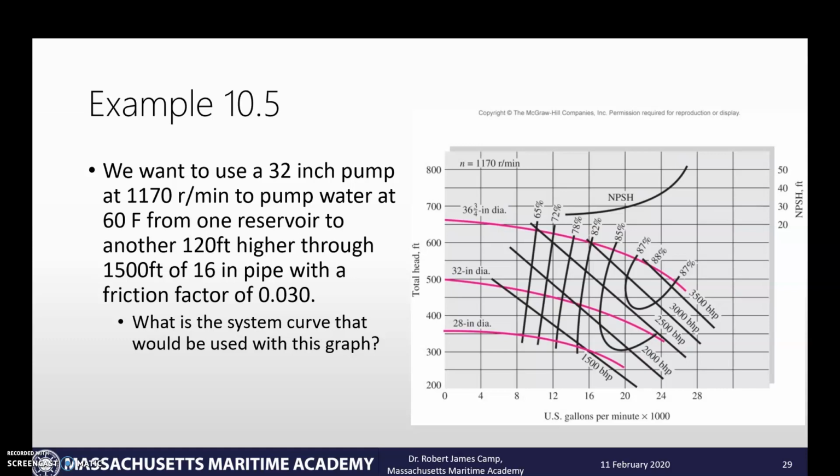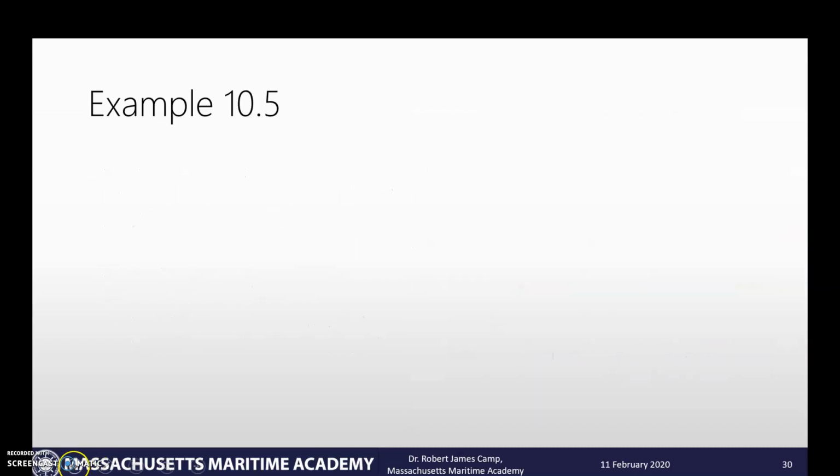Just to let you know right now, this is a two-part question. The second example, we're going to match the system curve to the pump. So let's take a look at things right now. And so what do we need to do? We need to calculate out what our system curve is going to be.